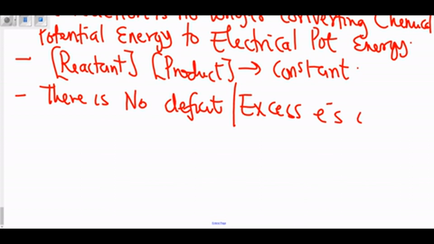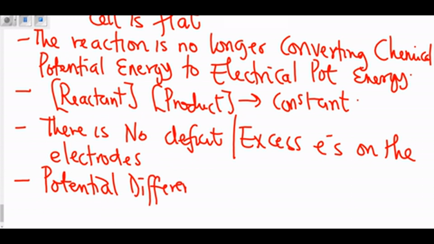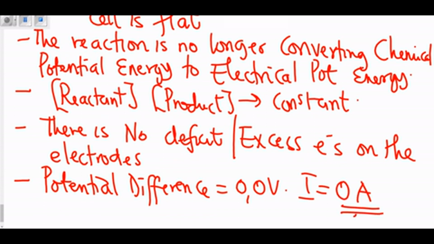All right? On the electrodes, there are no deficit electrons. Remember what we said, that the other ones, we have a partially positive and partially negative due to the number of electrons. But now this is no longer the case. So finally, since there is no deficit, there is no potential difference. Potential difference now becomes what? 0 volts, which means there's no current. I also equals 0. Our cell is flat.